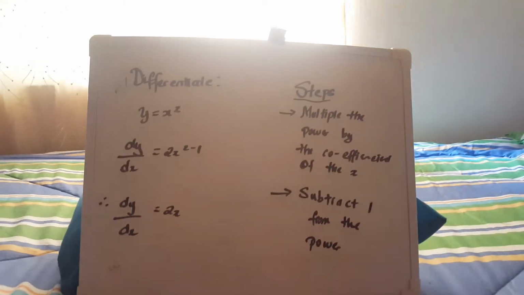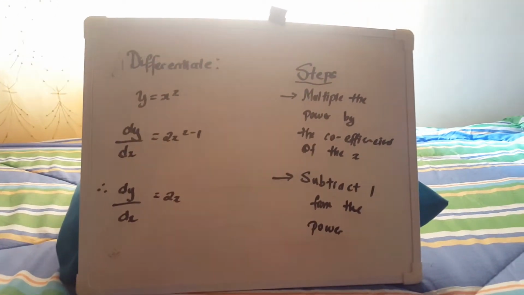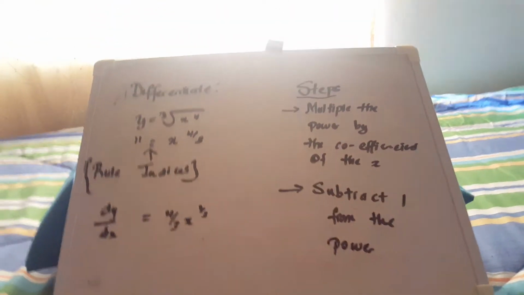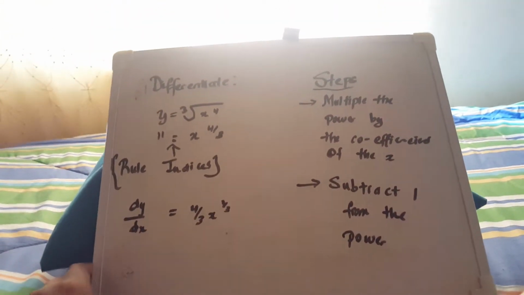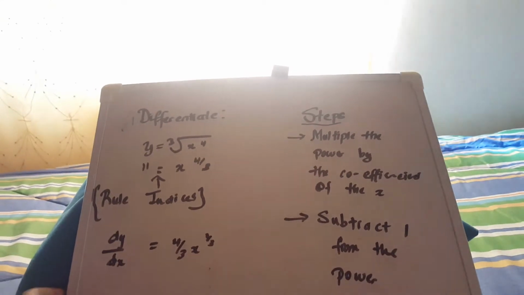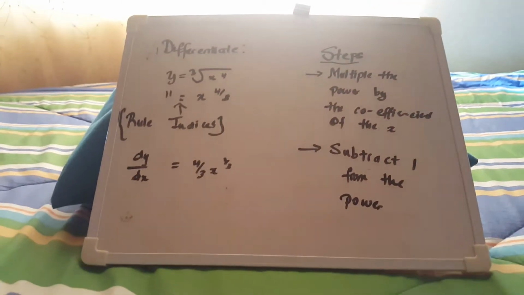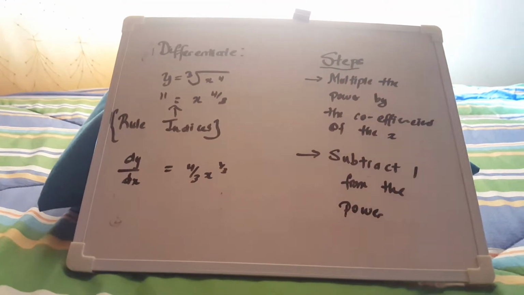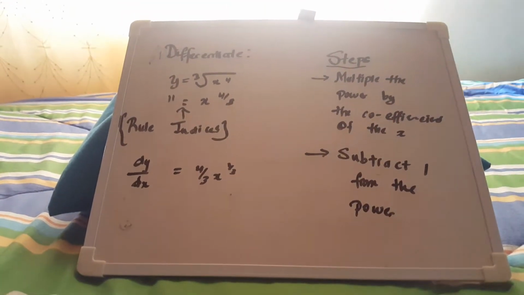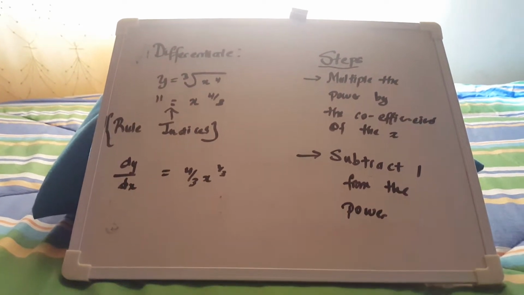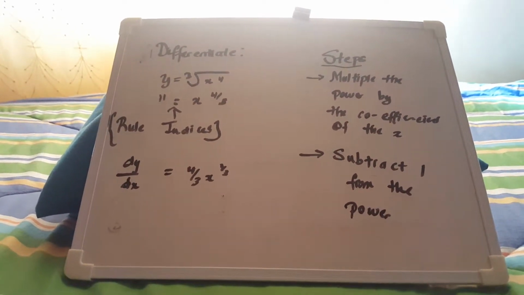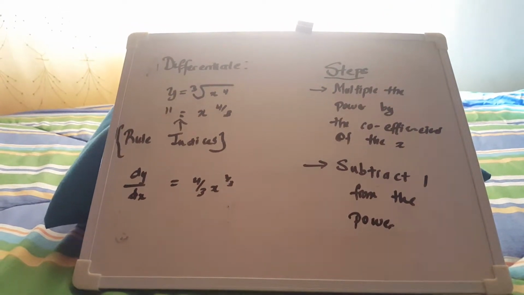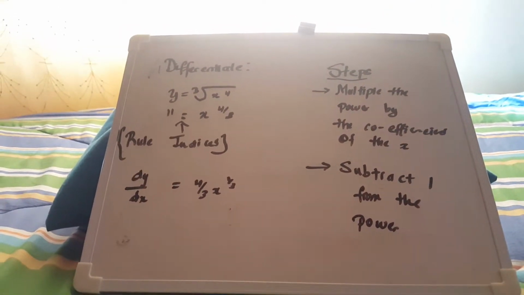We're going to do another example and continue. So now we have this question. y is equal to the cube root of x to the 4th power. According to indices you can just rewrite this. So that means that y should be equal to x to the 4 over 3. If you don't see how I get that, you need to go over your indices. I have another video on indices, so check that out.